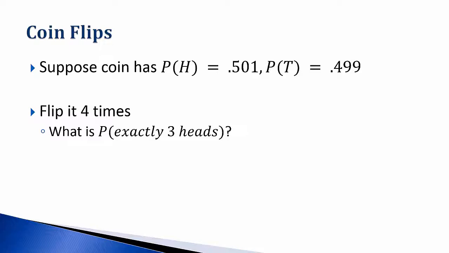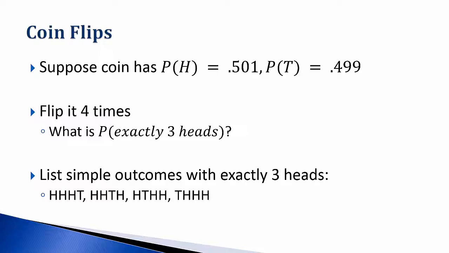Okay, so we have a slightly unfair coin. The probability of heads is 0.501, and the probability of tails is the complement of that, so 0.499. Basically, it's only slightly unfair. Let's flip it 4 times. What is the probability of getting exactly 3 heads out of 4 flips?